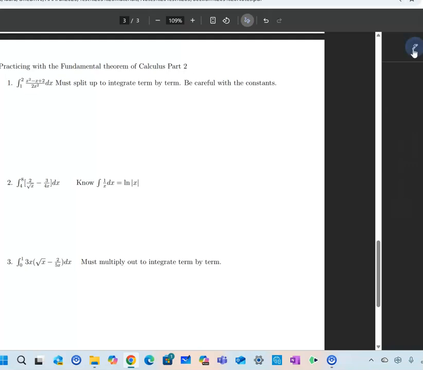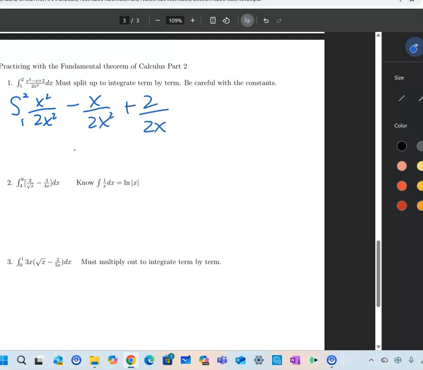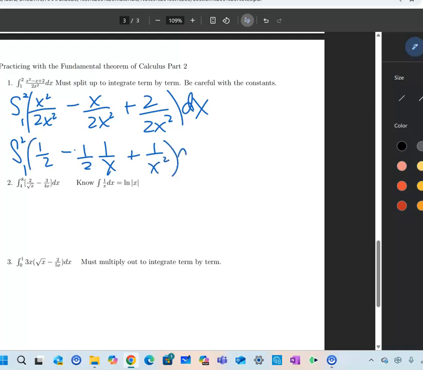So we really do need to separate our integral around all these terms. Let's start with this one. So I'm going to say 1 to 2. So I'm going to have x squared over 2x squared minus x over 2x squared plus 2 over 2x squared dx. And so now I'm going to be really careful. So this is the same as just the number 1/2. This gives me 1/2, 1 over x. And this gives me 1 over x squared.